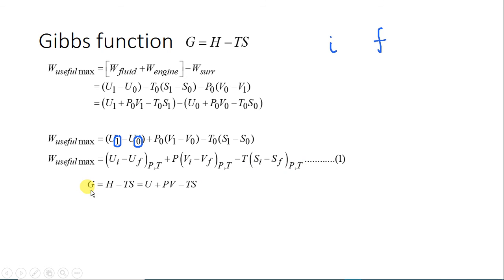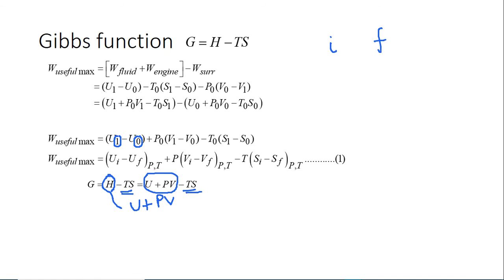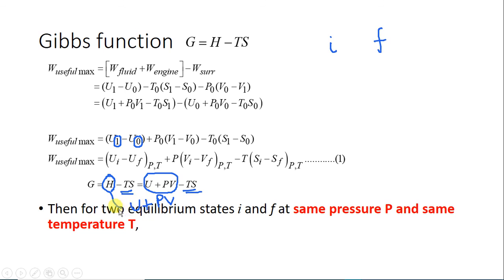Now if you see the Gibbs function, what is G? G is H minus Ts. Now what is the definition of enthalpy? Enthalpy is internal energy U plus flow energy PV. So I have replaced enthalpy by U plus PV, and minus Ts will remain as it is over here. Now for two equilibrium states I and F at the same pressure and temperature, we can write Gi minus Gf, so Gi minus Gf will be Ui. See this equation. Okay, let me clear this.